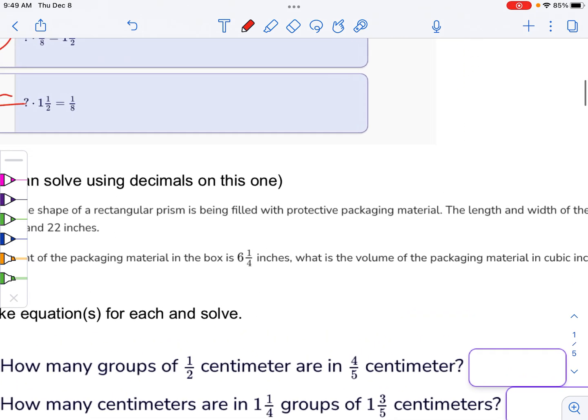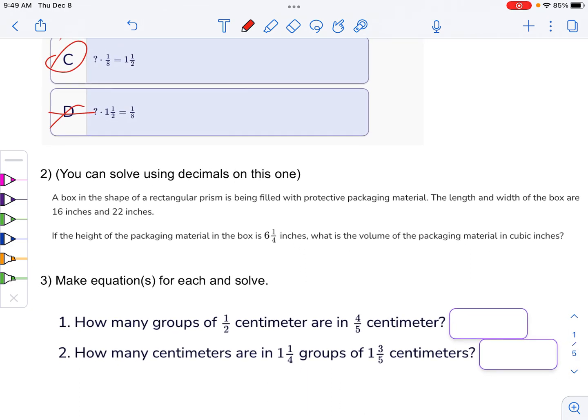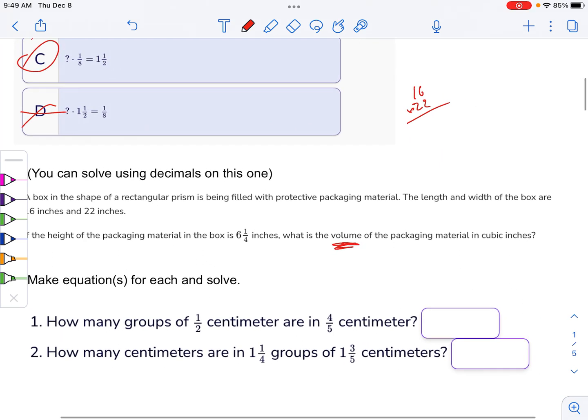Ooh, we can solve this using decimals. That must mean there's fractions, and we just want to keep it simple. Okay, a box. Looks like we're finding volume, which is going to be length times width times height. So 16 times 22. Wait, I'm starting that wrong. I did build it differently in my notes. You can do 22 times 16 or 16 times 22. There we go. That's what I did.